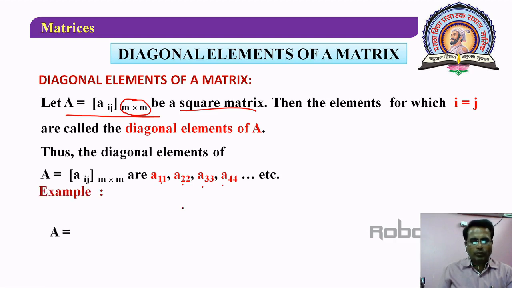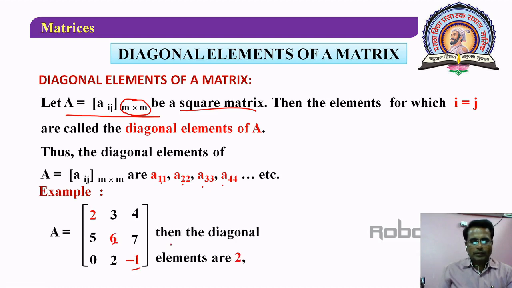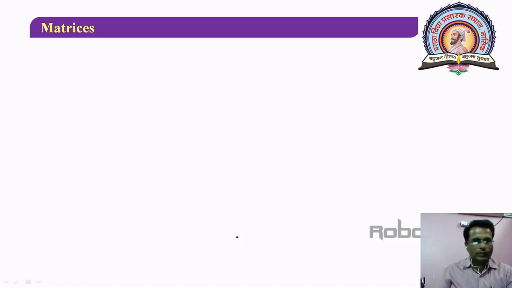With the example we get it clear. A is equal to, suppose, this matrix. Other elements are given here, but you will observe that the 1st diagonal element is 2, the 2nd is 6, and the 3rd is -1. Hence these are the diagonal elements: 2, 6, -1. This way you can consider.